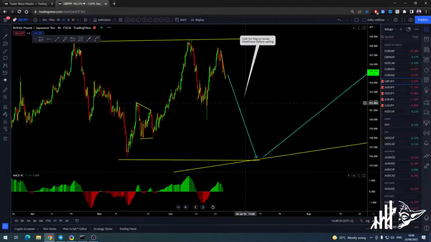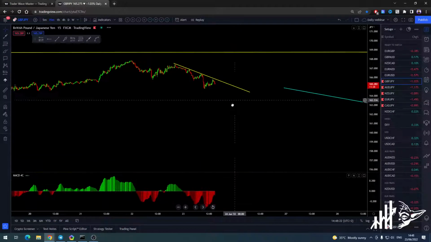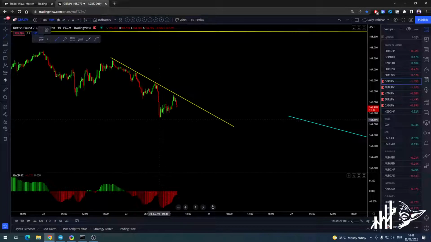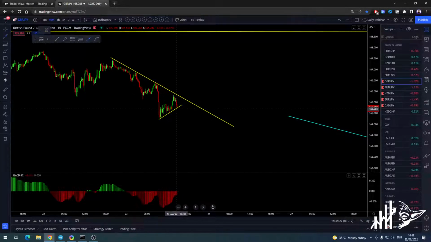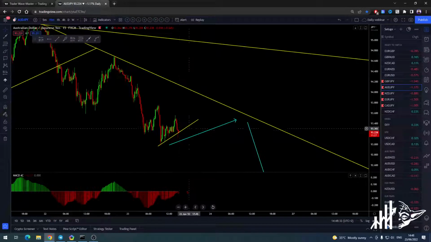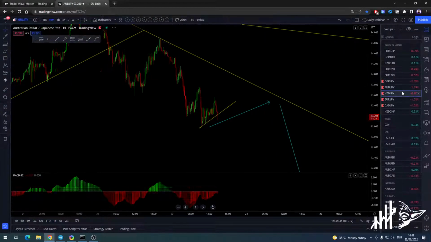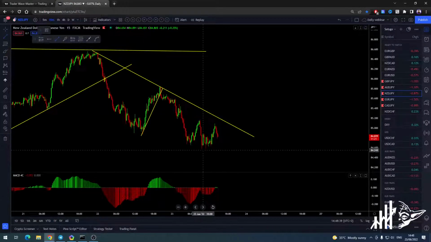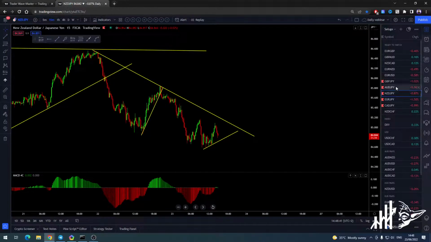So Pound Yen, it's what we were discussing already. Nothing for now. Yeah, it's building some sell stops, so you have to put it on your watch list and see how that goes. That could be a nice trade. Same there with the Aussie Yen. Watch them closely. New Zealand Yen as well. That all should go lower.